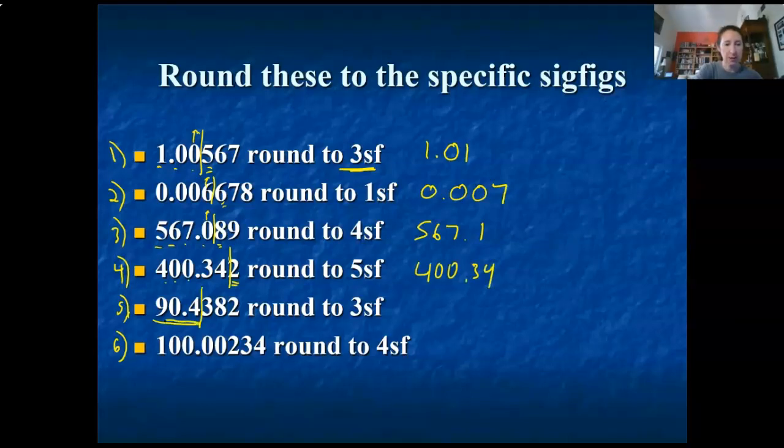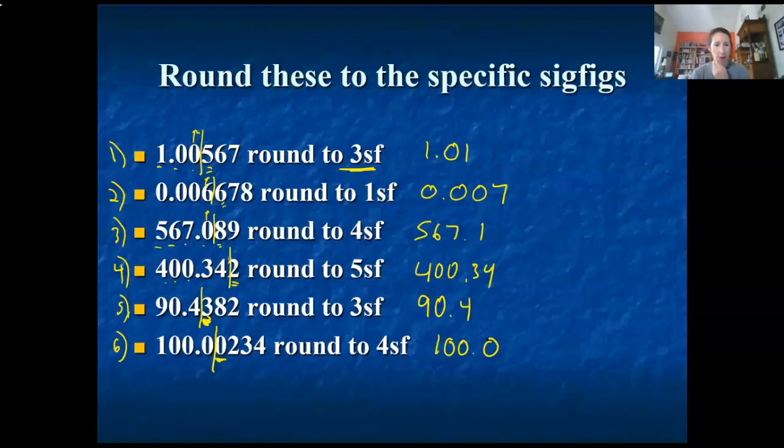3 sig figs. There's my line. I'm going to keep these 3. This 3 says leave it alone, don't round. So it just becomes 90.4. 4 sig figs. There's my line. It's a 0. Nice. I don't need to round that. 100.0.